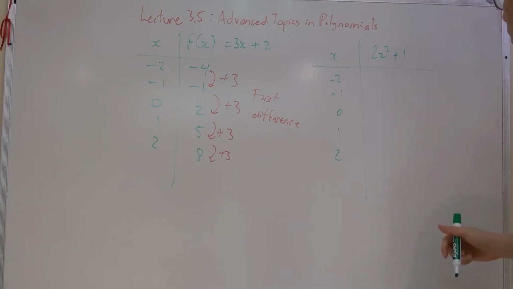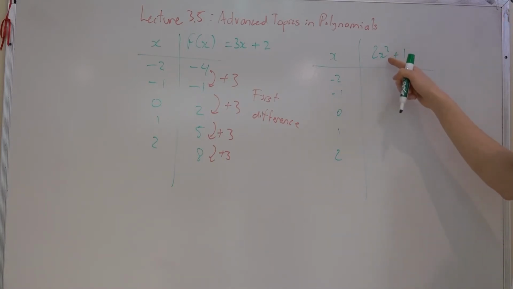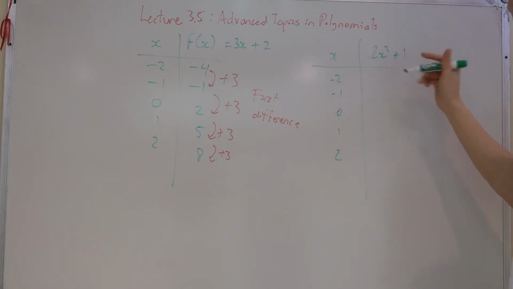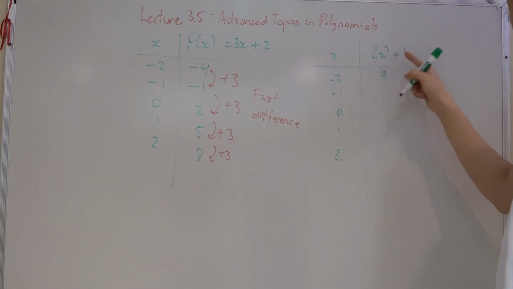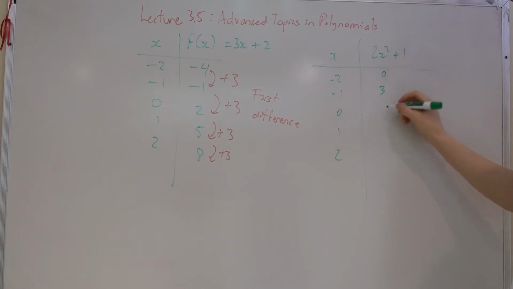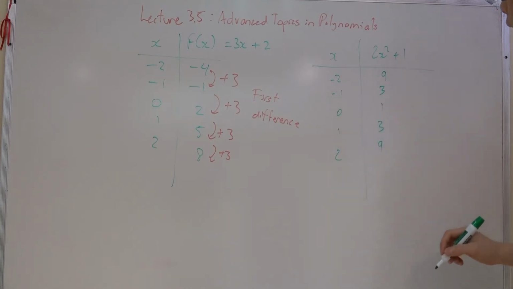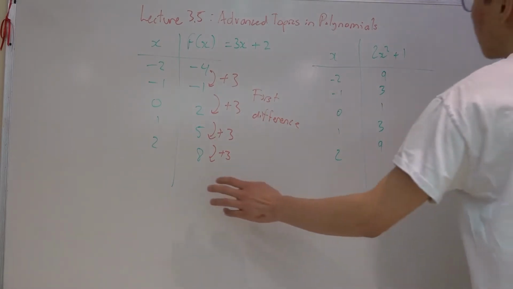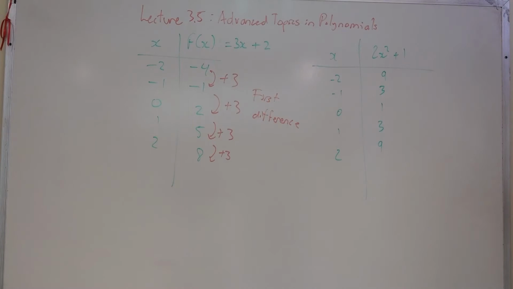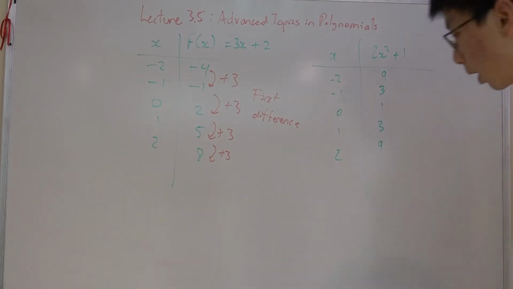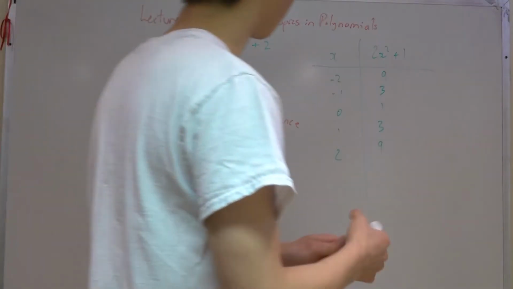So if I put in the numbers, what do I get? This is 8 plus 1 is 9, 2 plus 1 is 3, 0 plus 1 is 1. Then we have 3 and 9, and those are our terms. Okay. So obviously we don't get the same nice pattern we had over here. But is there something that we can deduce from it? Let's try.